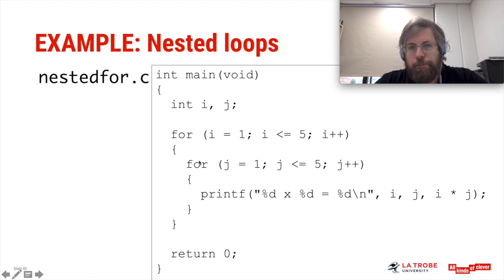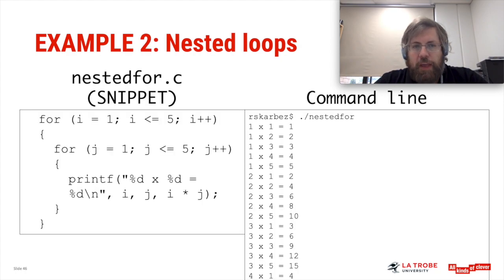And this is what we get. We get 1 times 1 equals 1, 1 times 2 equals 2, 1 times 3 equals 3, 1 times 4 equals 4, 1 times 5 equals 5. 2 times 1 equals 2, 2 times 2 equals 4, 2 times 3 equals 6, 2 times 4 equals 8, 2 times 5 equals 10. 3 times 1 equals 3, 3 times 2 equals 6, 3 times 3 equals 9, 3 times 4 equals 12, 3 times 5 equals 15, etc. So notice that i, the first value, is changing more slowly than j, the inner loop, right?